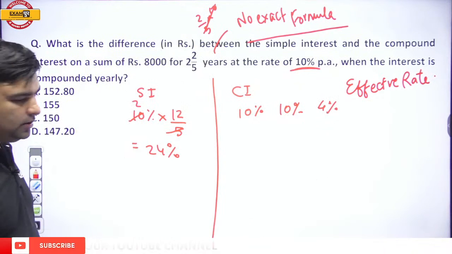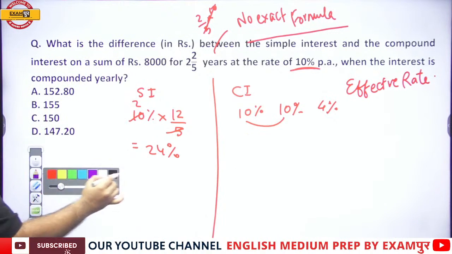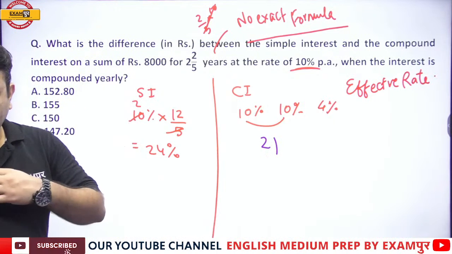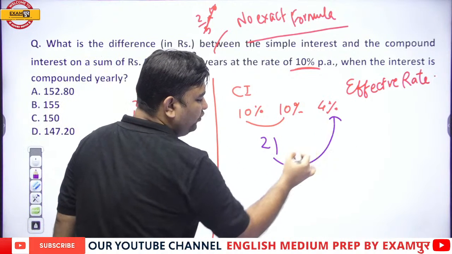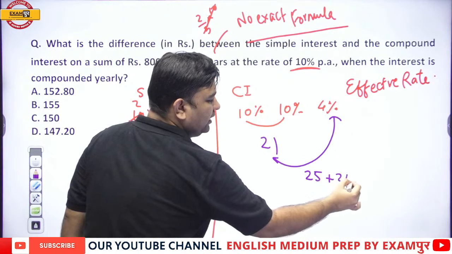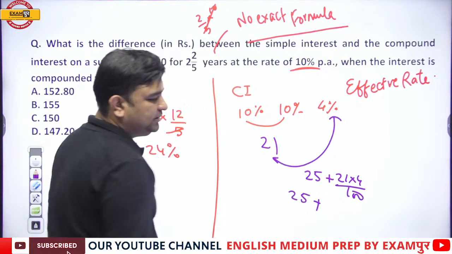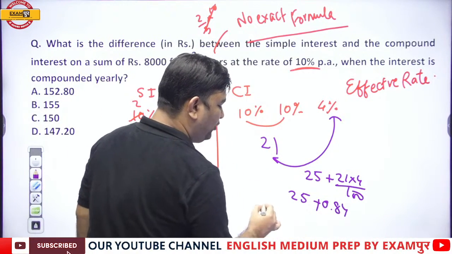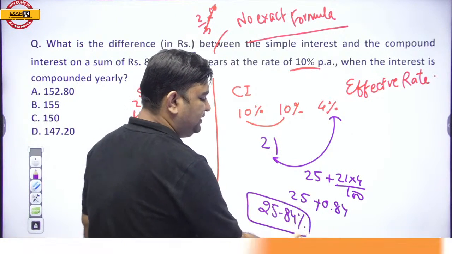I hope so. What is the effective of 10 and 10? You already know, 21. We might have used it infinitely many times. What is the effective of 21 and 4? It is A plus B plus A into B upon 100, which is 25.84. So 0.84. So effectively, you will get 25.84% interest from here.